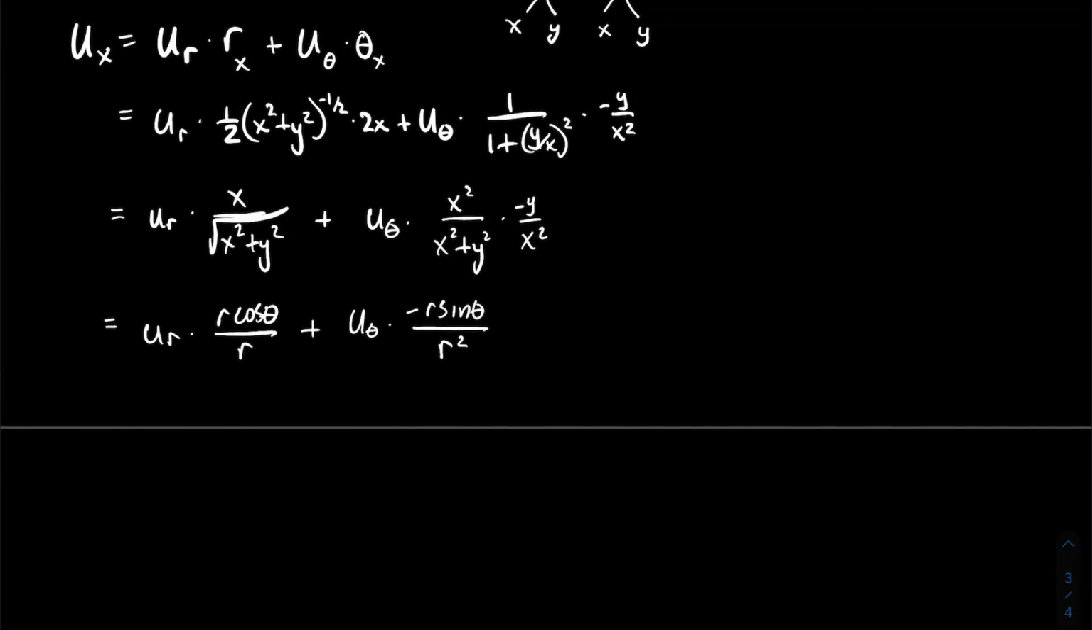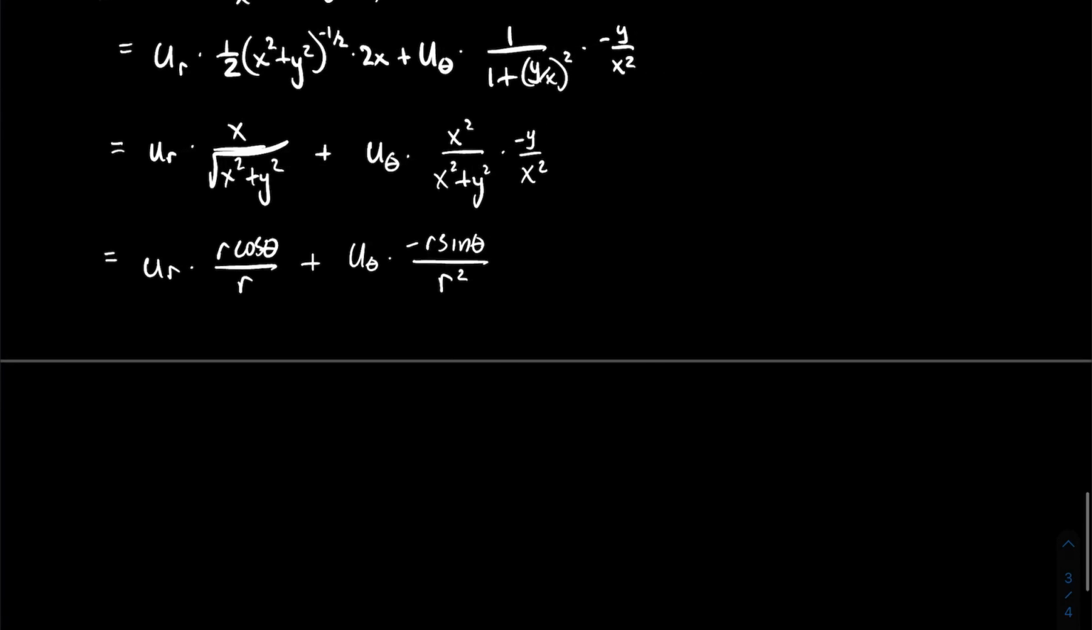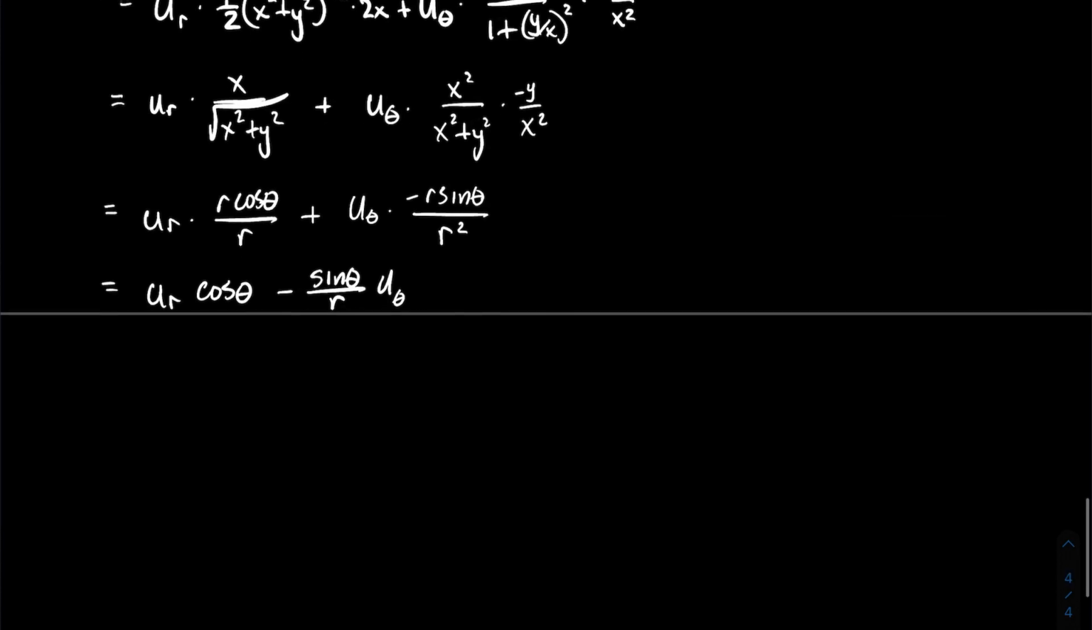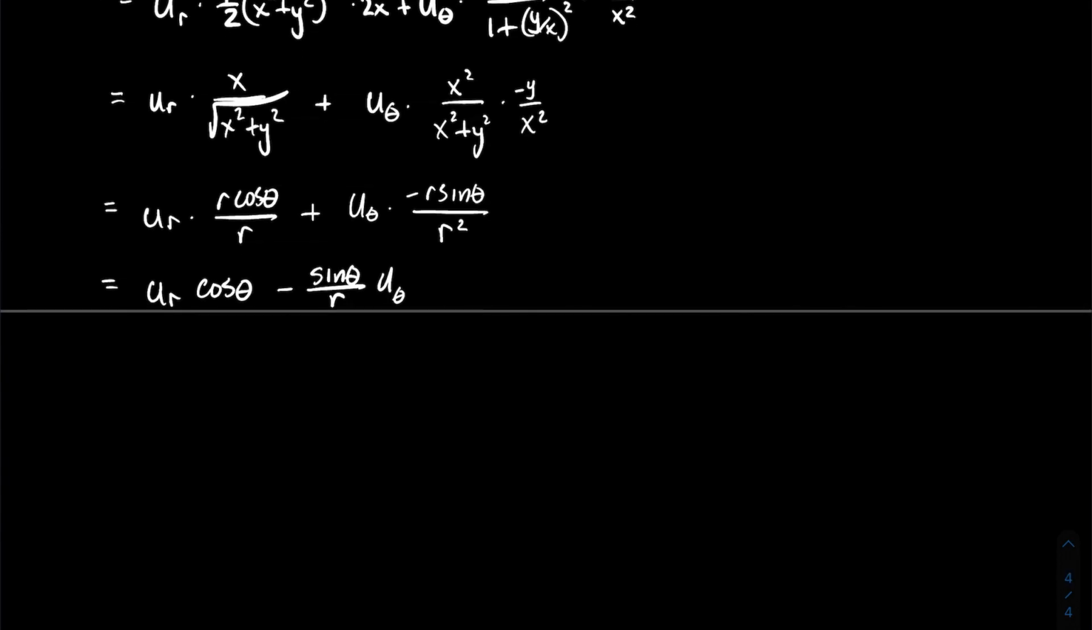Let's go ahead and change to polar coordinates. So, well, x is r cosine of theta. Square root of x squared plus y squared is r. And over on the other part of the sum here, remember the x squareds cancel, so I just have minus y in the numerator. But that's the same thing as minus r sine of theta. And then x squared plus y squared without a square root, that's r squared. And so just simplifying a little bit more, I see the r's cancel, or some of the r's cancel anyway. So I get partial u_r times cosine of theta minus sine of theta over r times partial u theta.